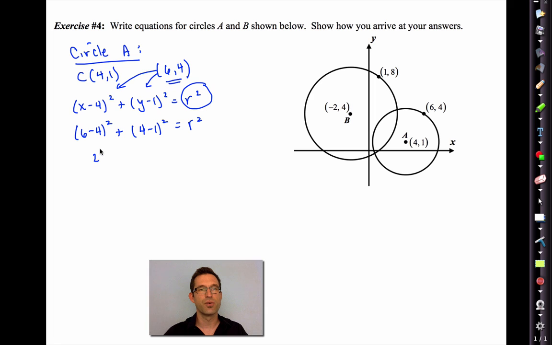6 minus 4 is 2. 4 minus 1 is 3. Let's see, we have 4 plus 9 equals r squared, and r squared is 13.